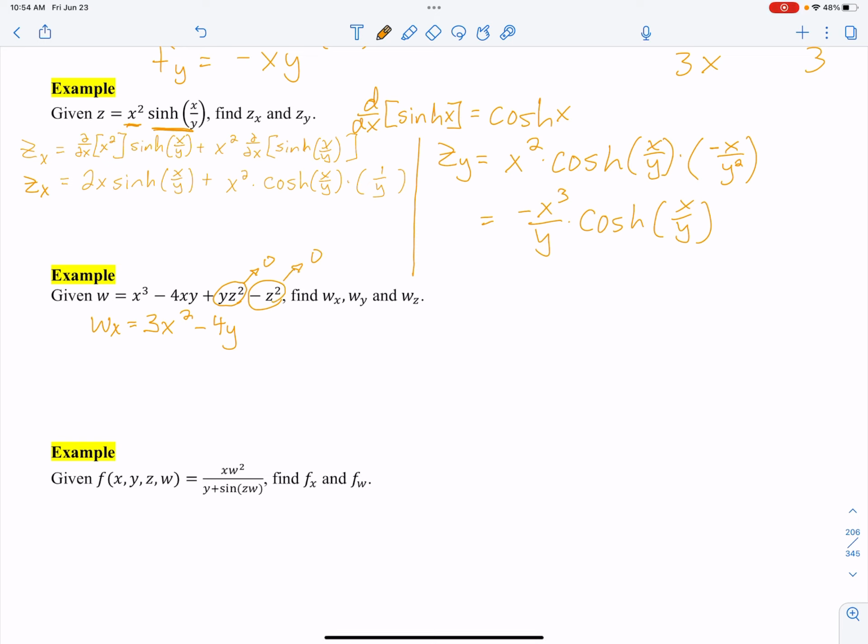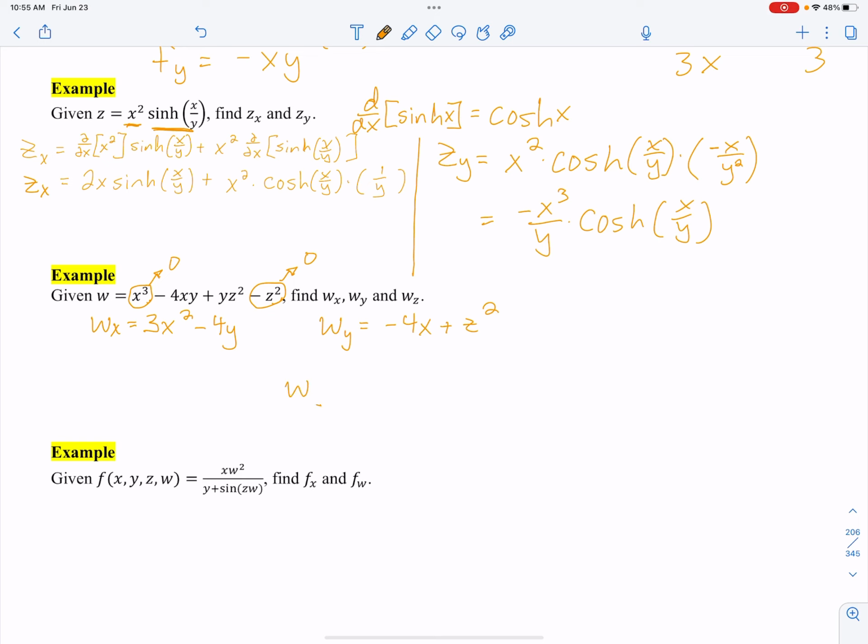So there's wx. Let's do wy now. This does not have a y in it, so it's 0. The next one is negative 4xy, so the constant is negative 4x in that case. The next one, I have a yz squared. The constant in that case is z squared. And then this last thing has only a z, so that's also 0.